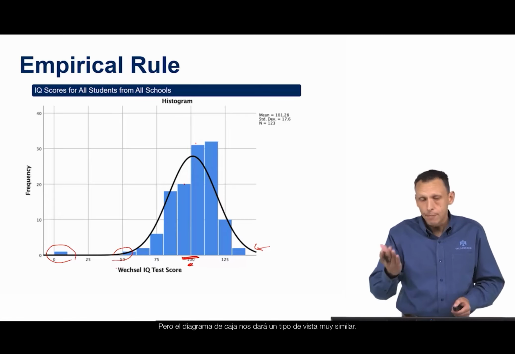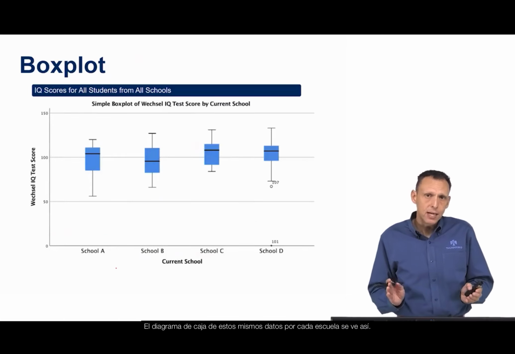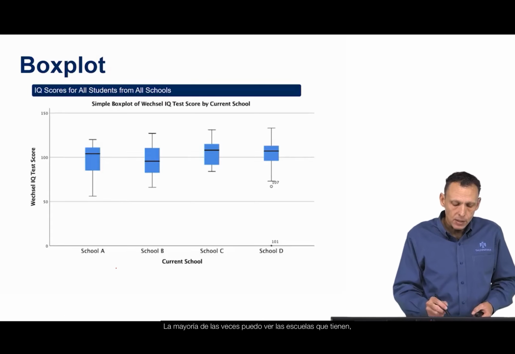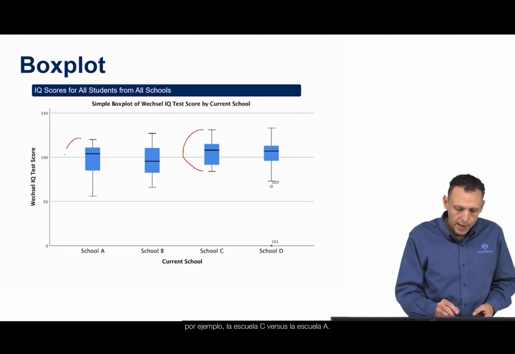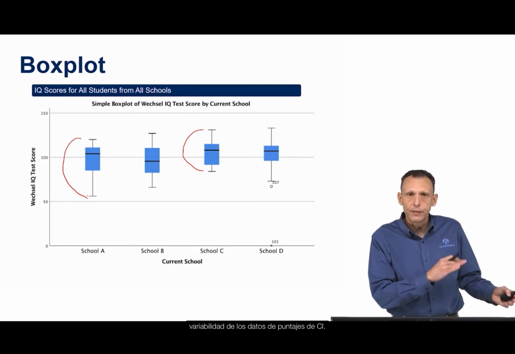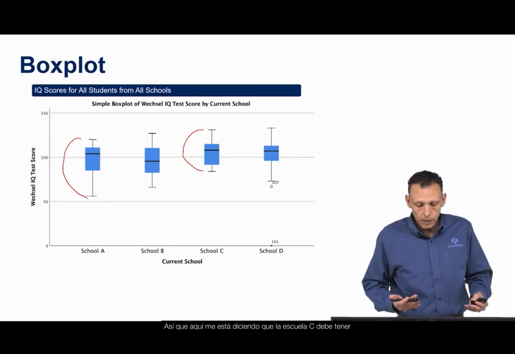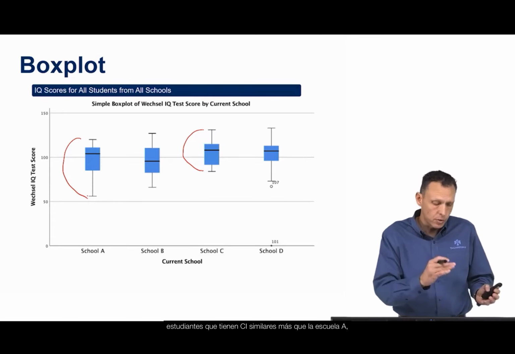But the box plot is going to give us a very similar kind of view. The box plot of this same data by each school looks like this. Most of the time I can see the schools that have, for example, school C versus school A. I can see that school A has a greater range or variability of IQ scores. So it's telling me here that school C must have students that have similar IQs, more so than school A.